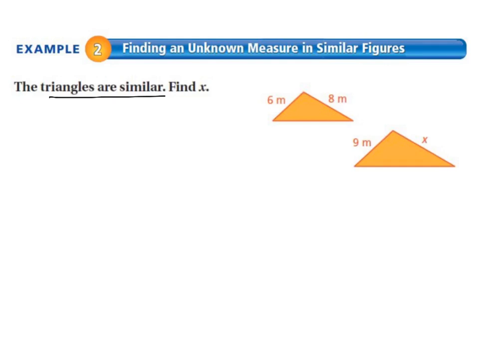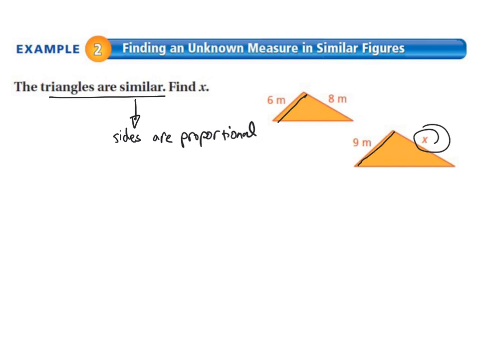For example 2, we are told the triangles are similar. That tells us their side lengths are proportional, so we can use a proportion to figure out the missing side x. We just have to make sure we're matching the corresponding sides. If we look at these triangles, this side and this side are corresponding, so we can make a proportion out of them.